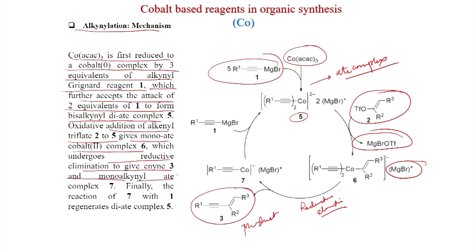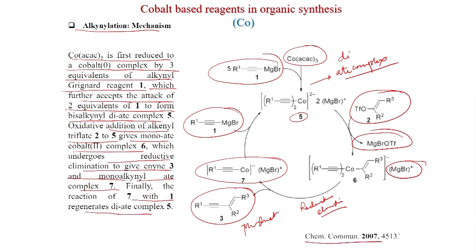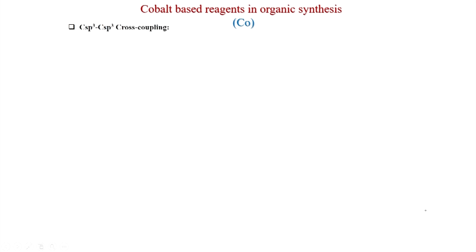And monoalkynyl ate complex 7 will form. Finally, again it will react with alkynyl Grignard reagent 1 to generate bis-ate complex 5. So this is bis-ate complex 5. This paper came out in 2007.